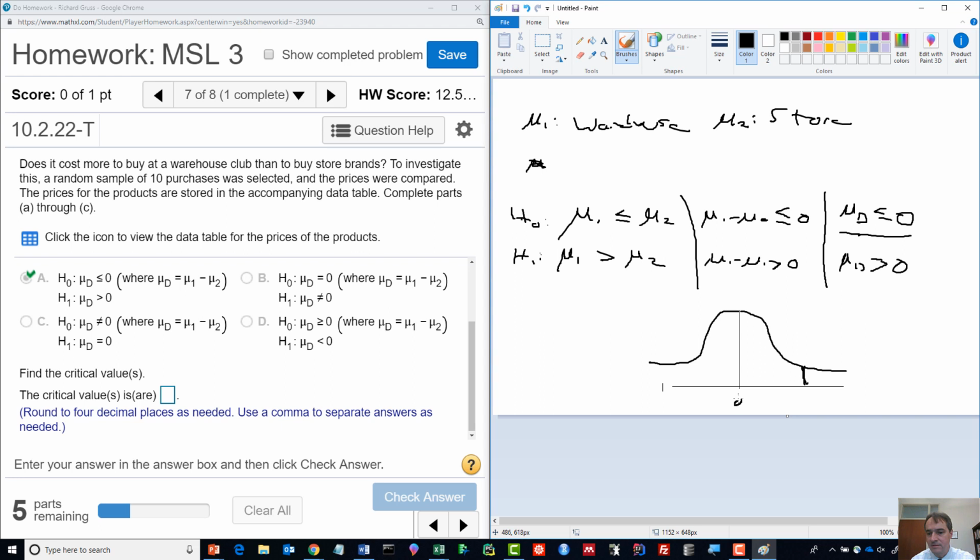Let's say this is 0. If it's sufficiently far out here to the right, then we can reject this null. So we have a one-tailed test with a rejection region right here, and we're only going to have one critical value. Let's see if we can read it off of this.